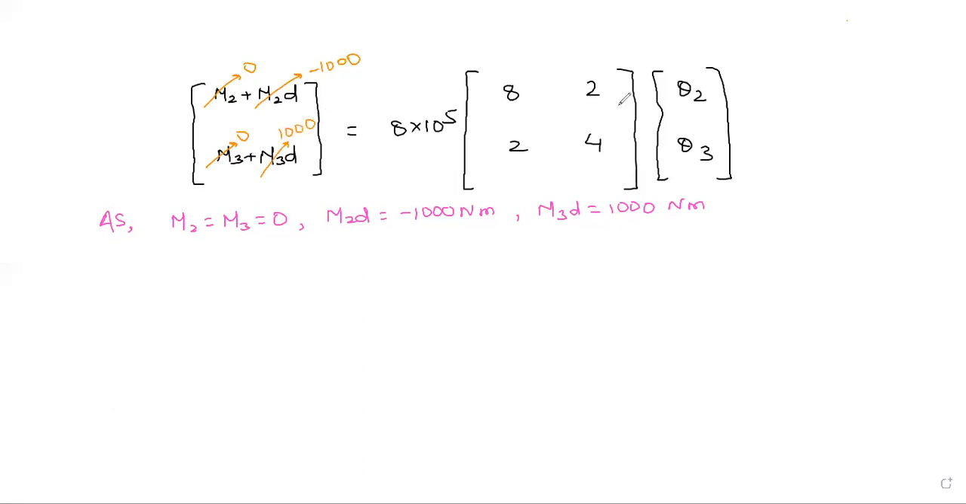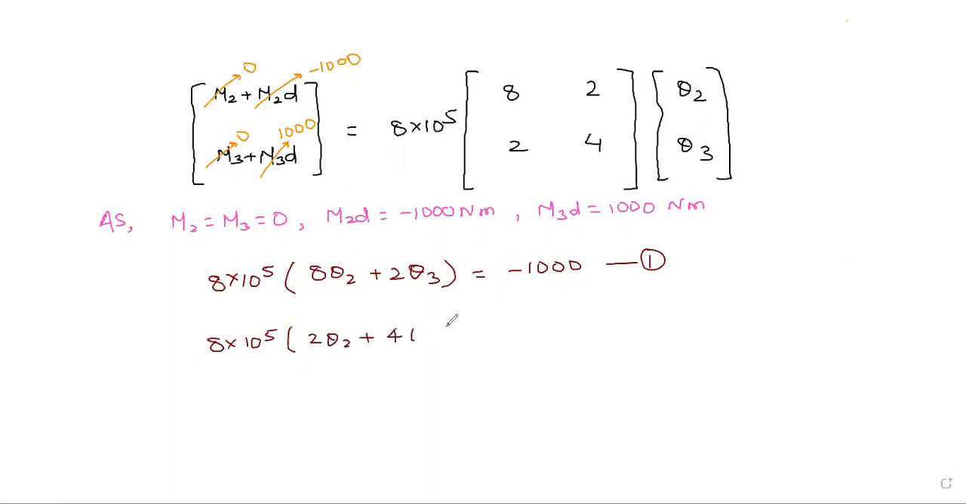So if you write the equation from here now, what will be the equation? Let us write the equation. We will get 8 into 10 to the power 5 outside, into 8 theta 2 plus 2 theta 3 is equal to minus 1000. This is equation number 1. Second equation, again 8 into 10 to the power 5 outside, then we have 2 theta 2 plus 4 theta 3 equal to 1000. This is equation number 2.